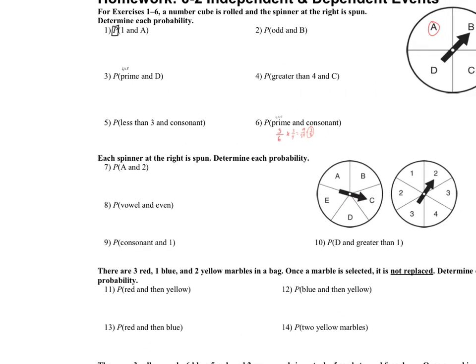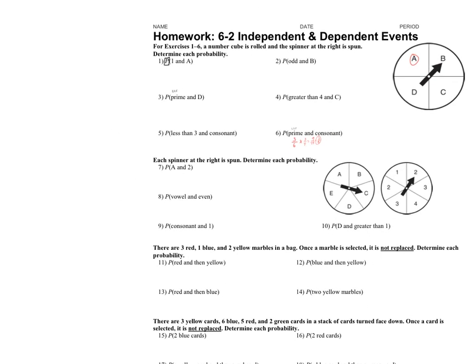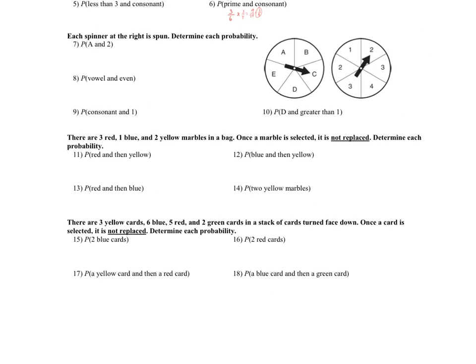All right, for 7 through 10, you're talking about 2 different spinners. So just the probability of one, then the other. Once you know those 2 probabilities, multiply them. For 11 through 18, these are going to be the dependent situations, meaning that one probability is going to affect the other. So I'm going to do number 11 with you real quick.